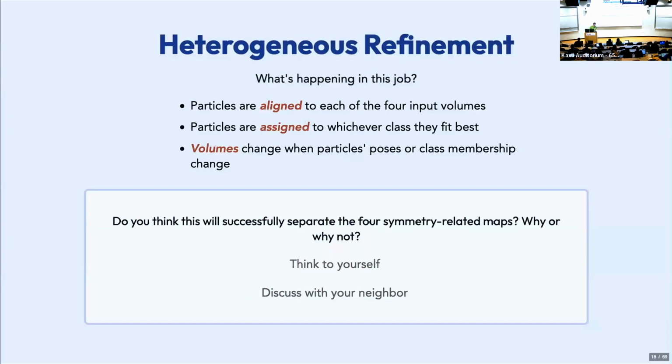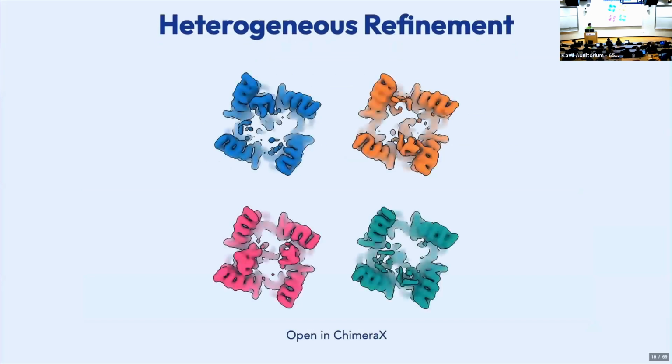Okay. So we ran this heterogeneous refinement with four classes, and the input maps are four copies of the same C4 symmetric map, right? So here are the results. Again, I think it's a slight improvement over the quality of that non-uniform refinement, and it's much faster than the one we ran where we gave it 20 extra iterations at the end, right? It still hasn't separated out what we're looking for.